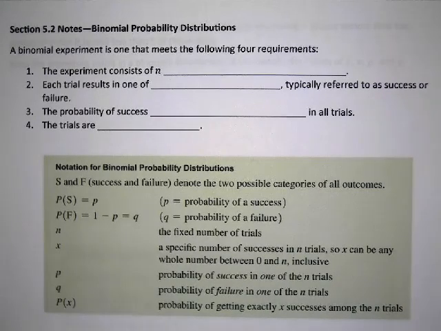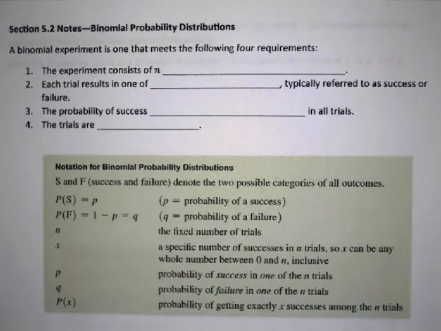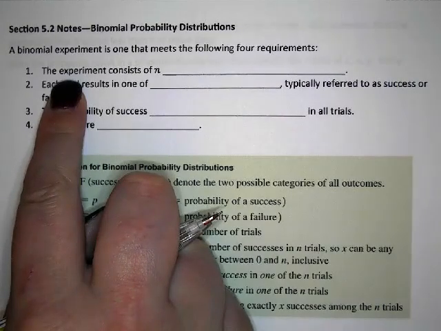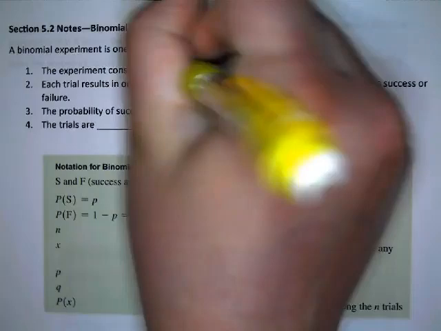This video is on section 5.2 notes, binomial probability distributions. So a binomial experiment is one that meets the following four requirements. The first is that the experiment consists of n identical trials.